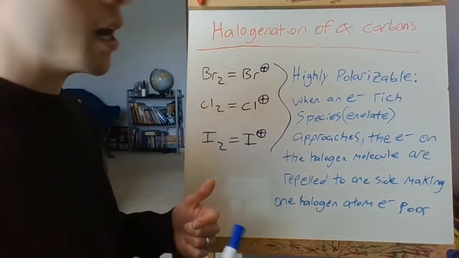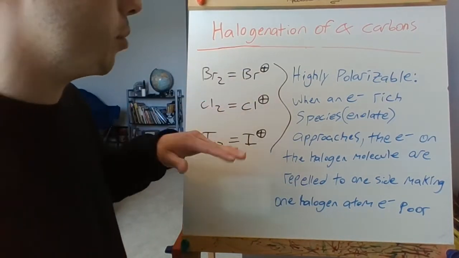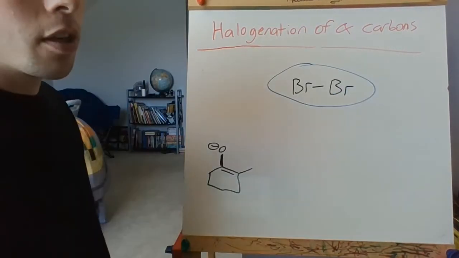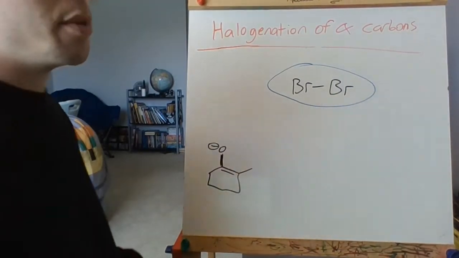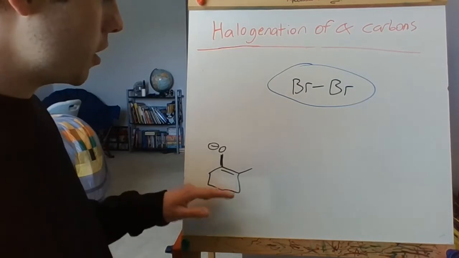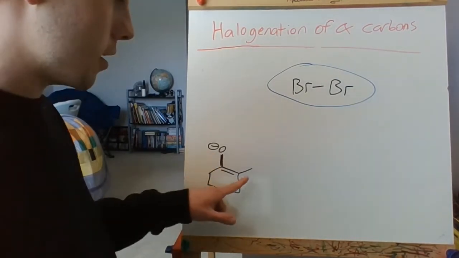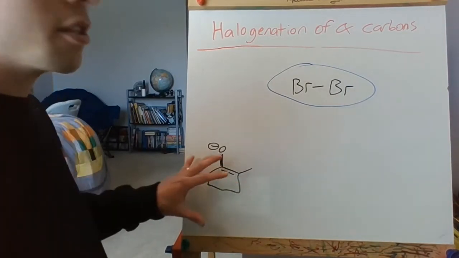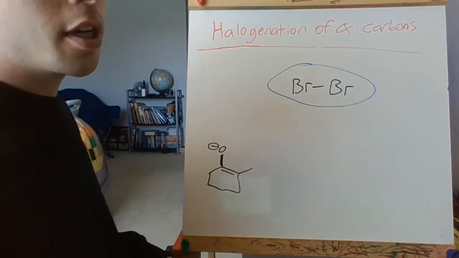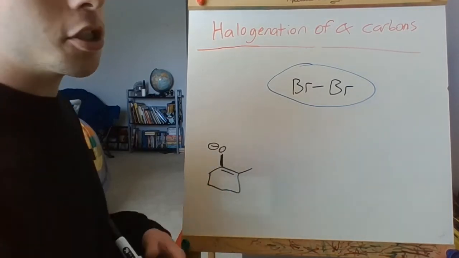So just keep in mind that when we use Br2, Cl2, I2, these equal Br+, Cl+, and I+. So I'm going to try and depict what I mean by them being highly polarizable. So down here I've drawn my enolate. Notice I drew it in the enolate form and not as the carbanion. This is the most stable resonance structure, even though it reacts on the carbon and not the oxygen.